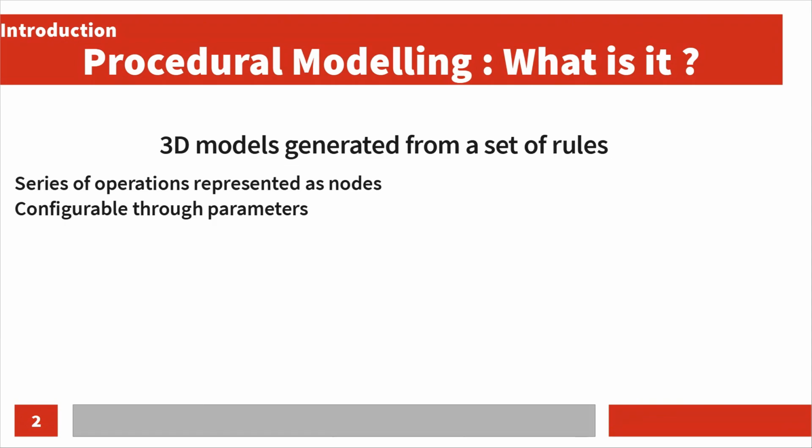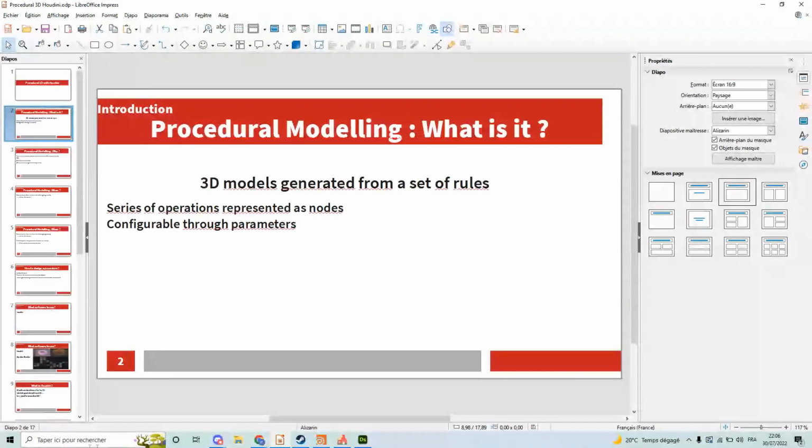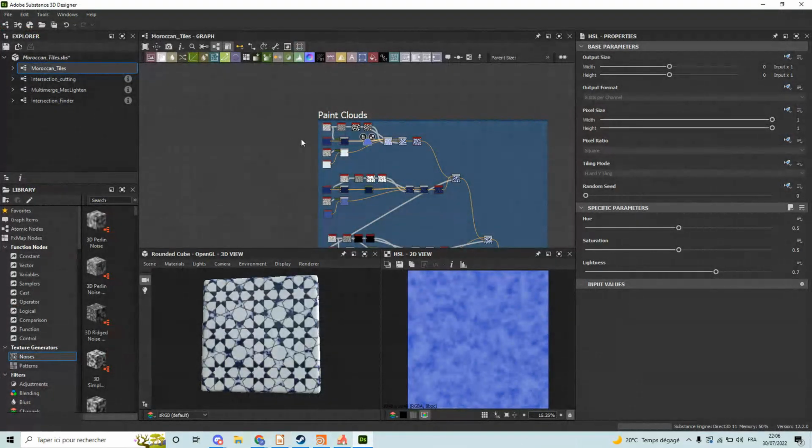And that implies that rather than having a set of actions that you do, like extrude something, etc., you act as a series of operations. You're not doing a model, you're creating a procedure that will create a model. And that might be a bit confusing at first, but if you've ever used Substance Designer, you're actually a bit familiar with the concept. Essentially, procedural 3D is to Blender what Substance Designer is to Photoshop.